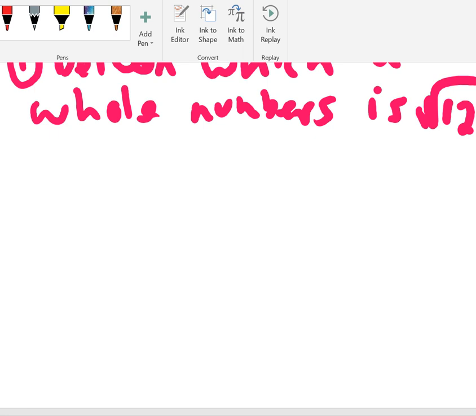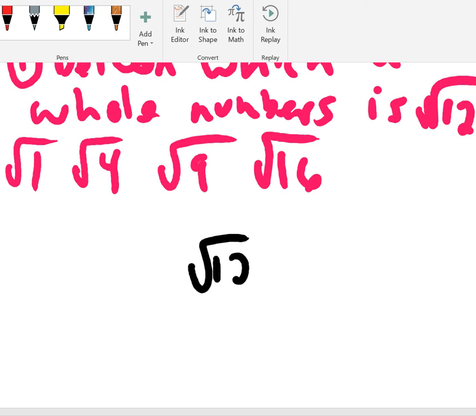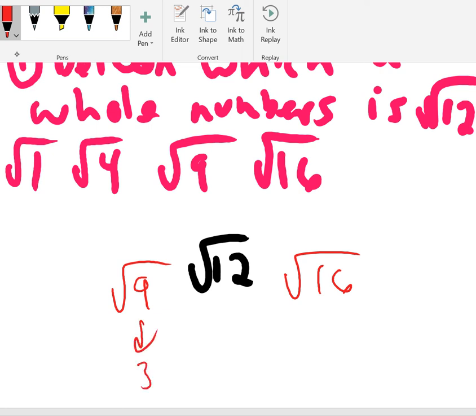We have 1 times 1 is 1, 2 times 2 is 4. So we're going to say the square root of 1, the square root of 4, the square root of 9, the square root of 16. And we can stop there because the square root of 12 is going to go in between the square root of 9 and the square root of 16. Y'all see that? Because 12 comes in between 9 and 16. Well, the square root of 9 is 3. Square root of 16 is 4.